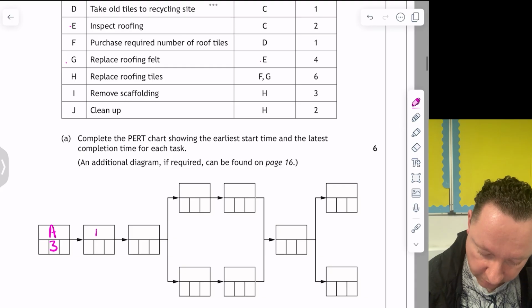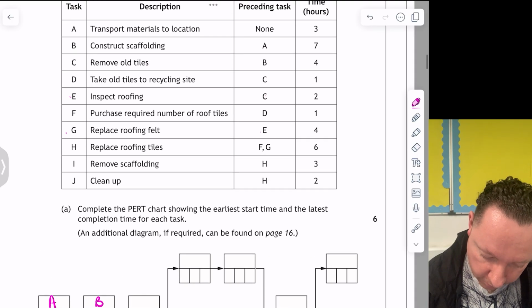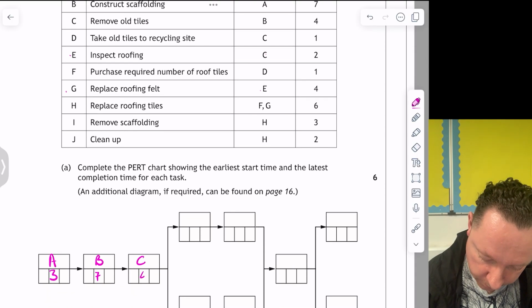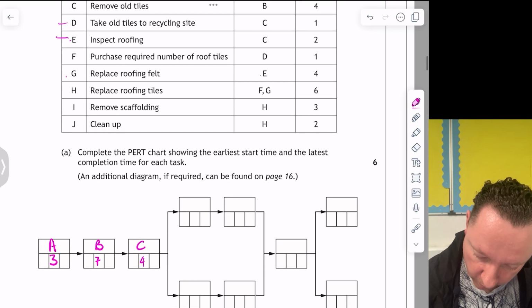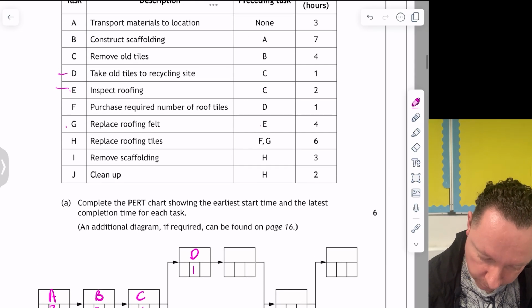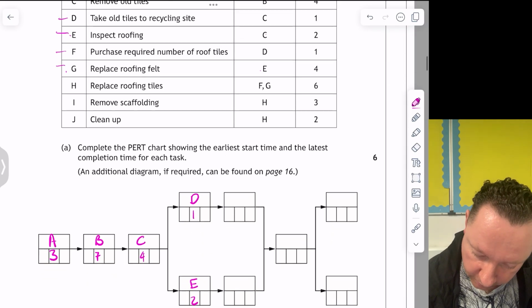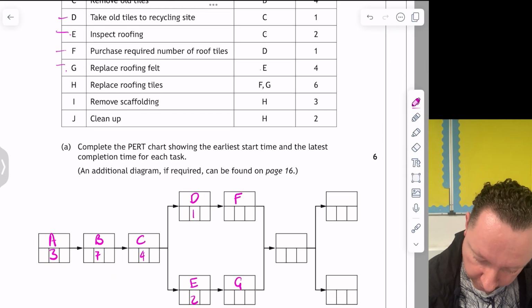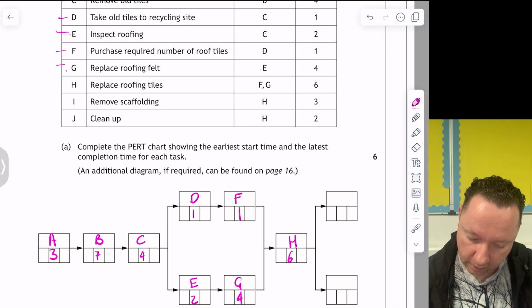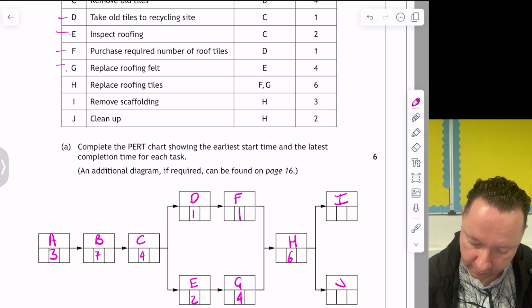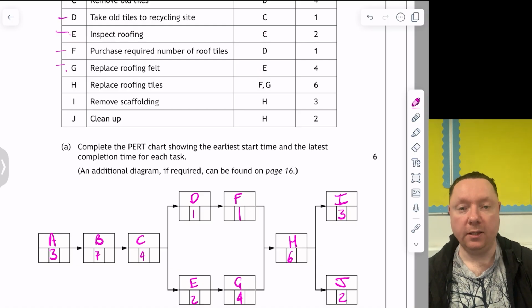Second task is B for 7. The third task is C for 4. And then it goes D and E for 1 and 2. So D, 1, E, 2. Then it goes F and G for 1 and 4. And then it goes H for 6. And then we've got I and J, and they take 3 and 2. So there's my completed PERT chart.